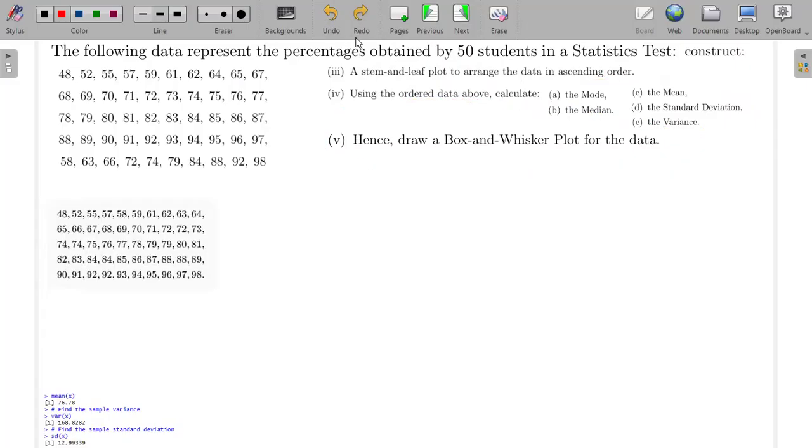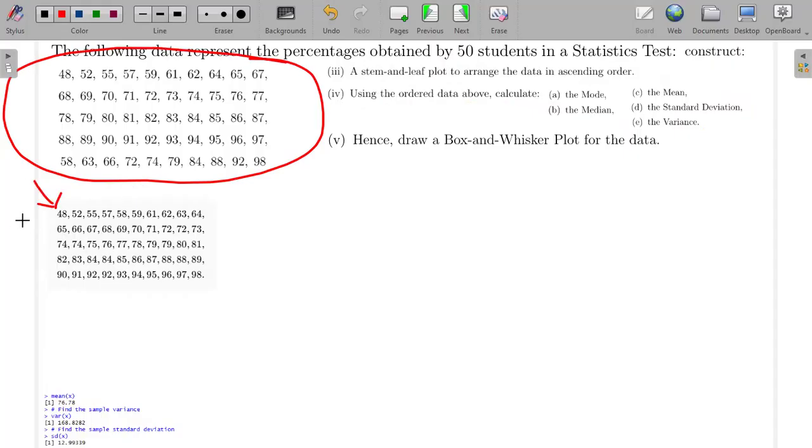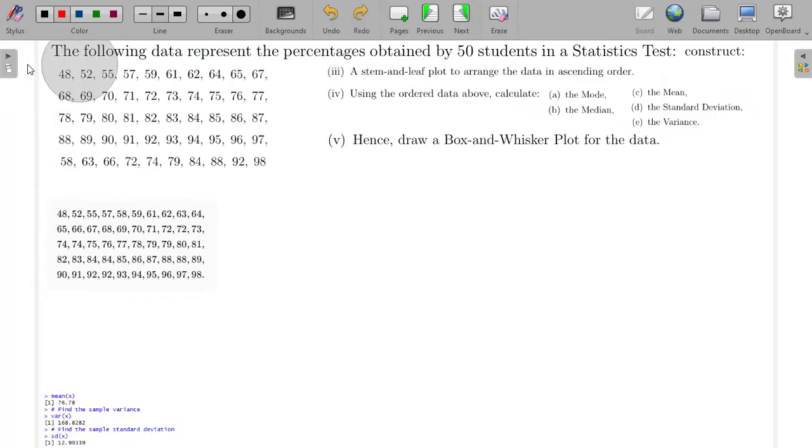Okay, so now what you need to do is first arrange this data here in ascending order. So I've done that already. So you can see this my data set down here. I've actually arranged it in order from the smallest, which is 48, to the largest, which is 98 there. Okay, so part one says draw a stem and a leaf plot.